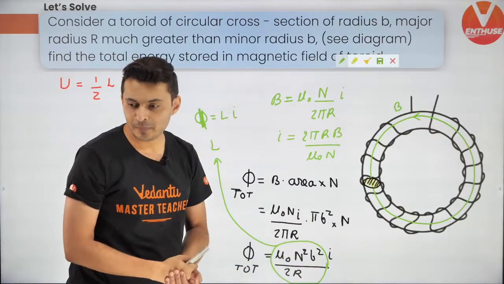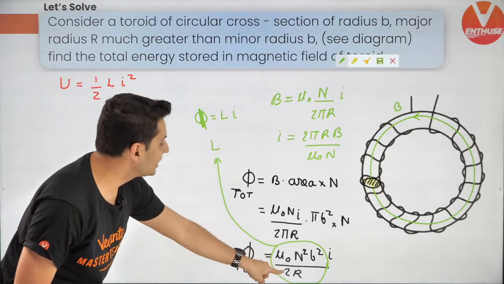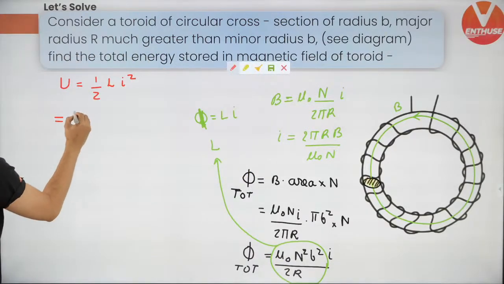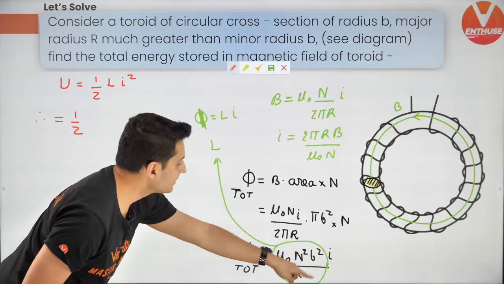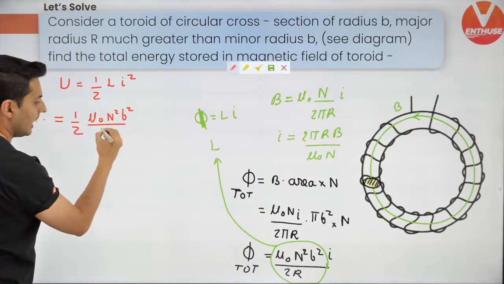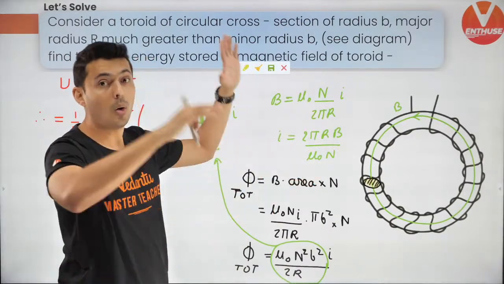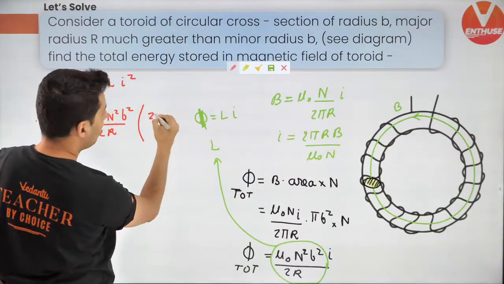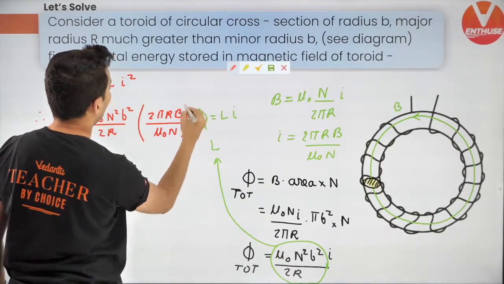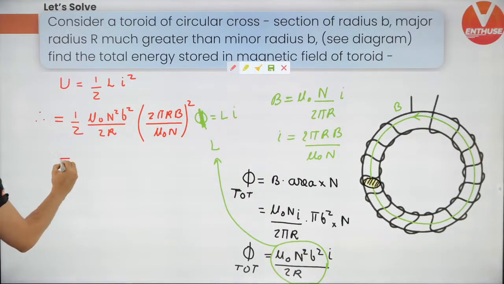Hello Divya Telugu, welcome. Now, if this much is clear, just substitute the value of L over here. I feel you will get the answer. Let's do this. So U will be equal to half L. L is mu naught N square B square by 2R into current square. Current square means this whole square, so that is 2 pi R B divided by mu naught N whole square. Many things are going to get cancelled and you will get the final answer from this.